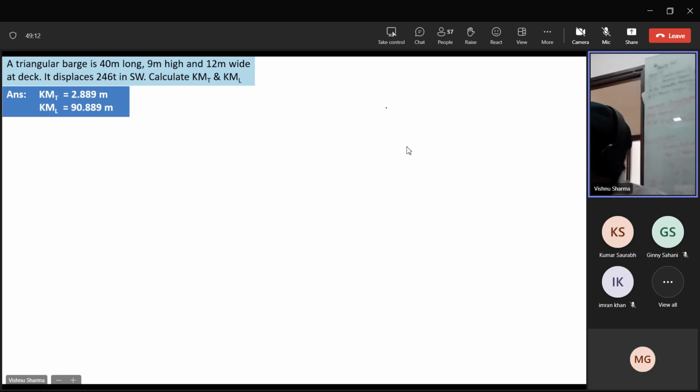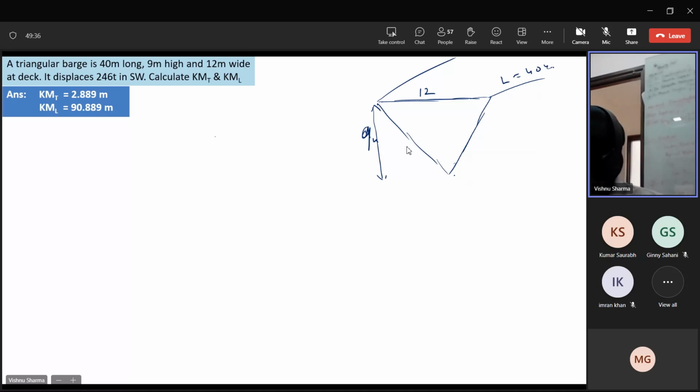What are we talking about? We are talking about a barge being like this. It's 12 meters wide, 9 meters high. This is the cross-sectional view. This is 12 meters. This is 9 meters. And this is the length of the barge, which is 40 meters. Length equal to 40 meters.